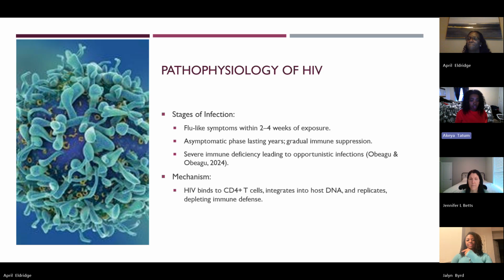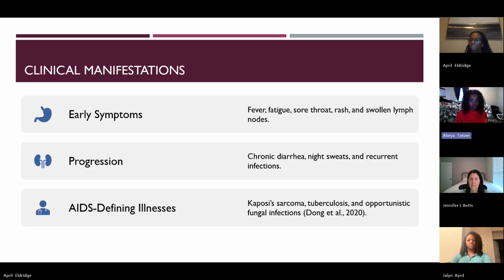Next, I'm going to talk about the clinical manifestations. Like I said, the early symptoms include fever, fatigue, sore throat, rash, and swollen lymph nodes. And then it progresses to chronic diarrhea, night sweats, and recurrent infections, and then to AIDS-defining illnesses, which include Kaposi's sarcoma, tuberculosis, and other opportunistic fungal infections.